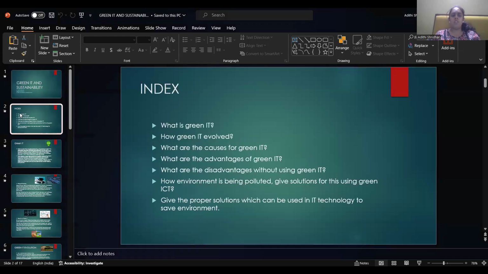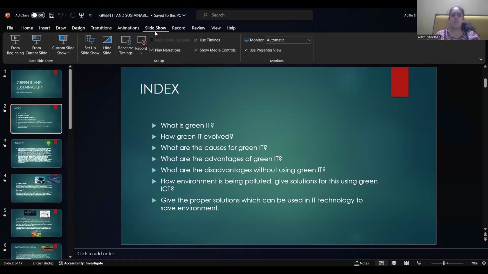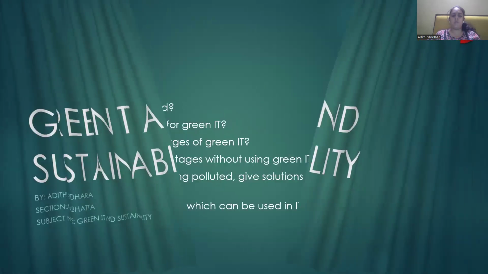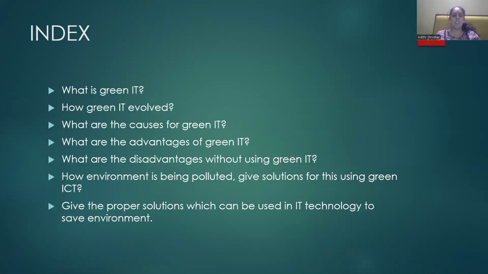The contents of today's presentation are: what is green IT, how green IT evolved, what are the causes for green IT, what are the advantages of green IT, what are the disadvantages without using green IT, and how the environment is being polluted. Give solutions for this using green ICT. Give the proper solutions which can be used in IT technology to save the environment.